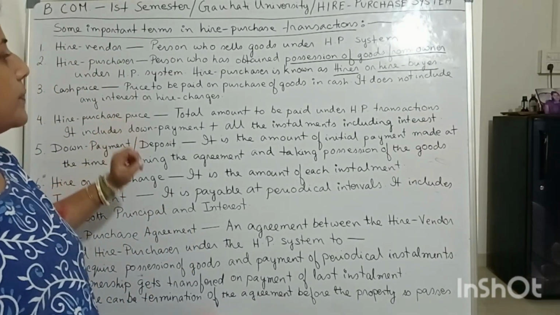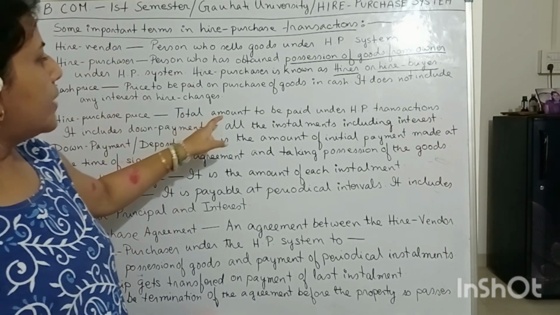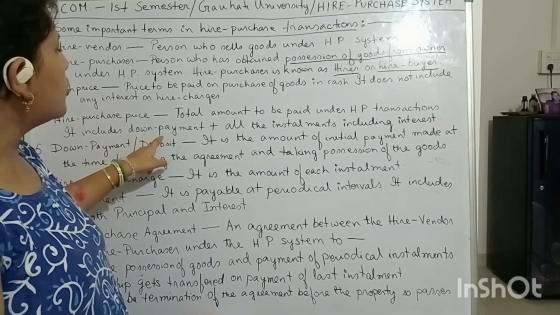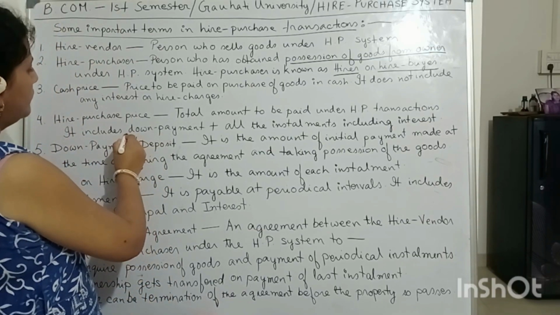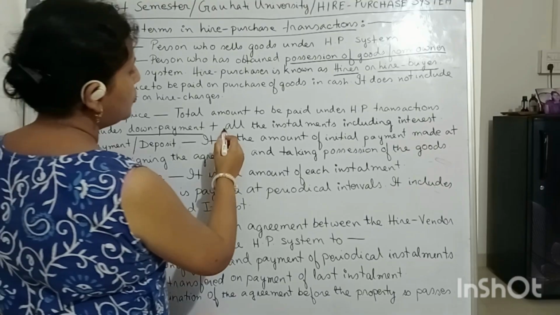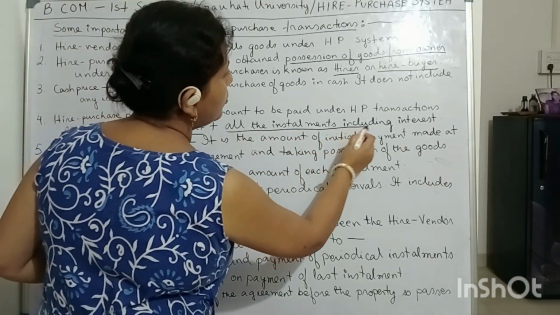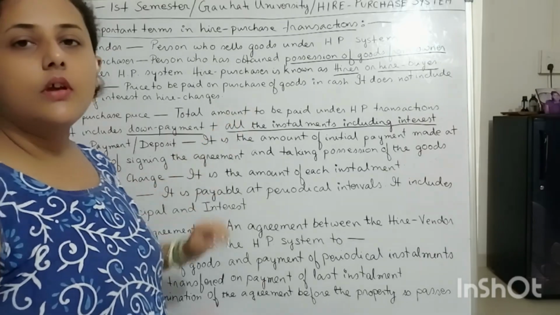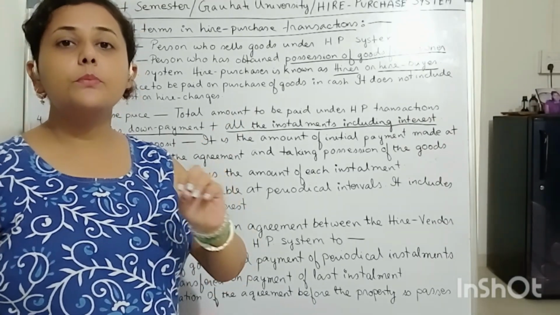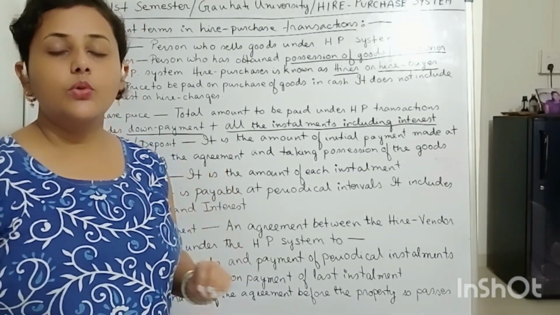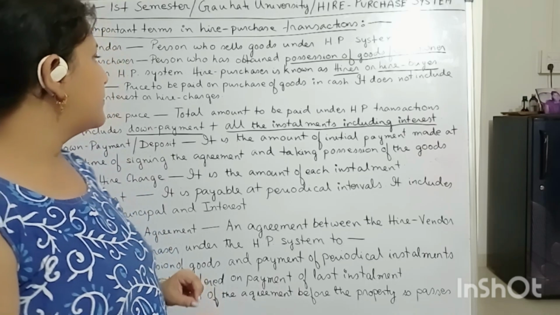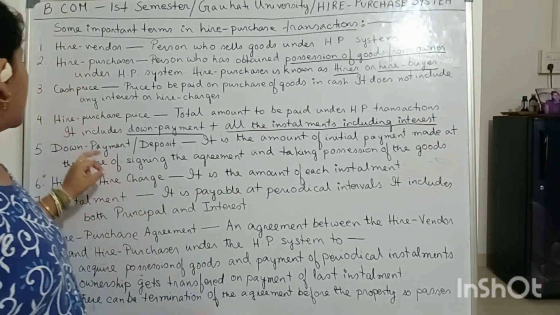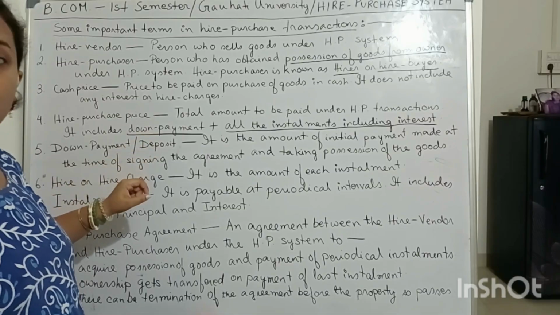Now come to hire purchase price. It is the total amount to be paid under a hire purchase transaction. It includes down payment plus all the installments including interest. So hire purchase price is the bigger concept in hire purchase transactions. Okay, it will include what?